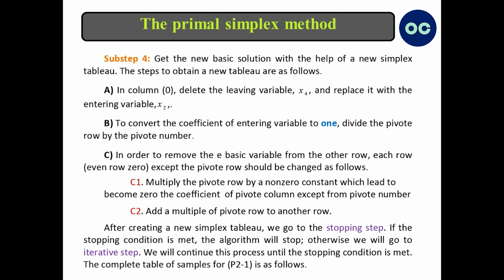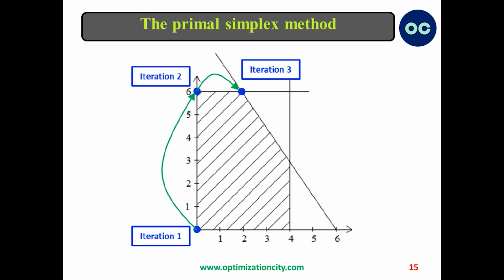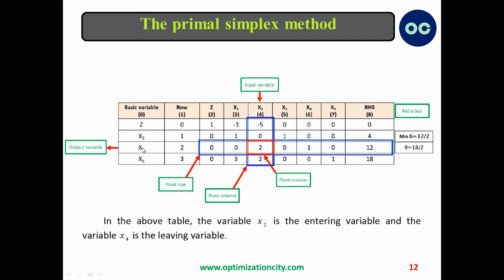To get the new basic solution, we need to create a new simplex tableau using the following steps. In column 0, replace the leaving variable x4 with the entering variable x2. So we just replace x4 by x2. To convert the coefficient of the entering variable to 1, divide the pivot row by the pivot number. So we divide this row by 2.